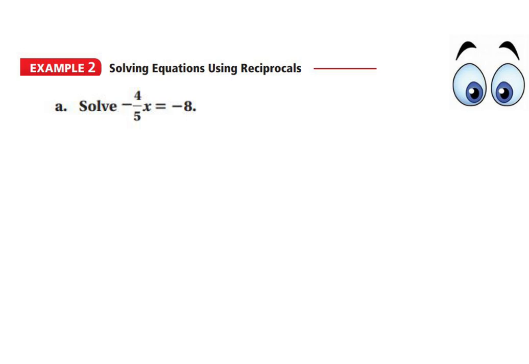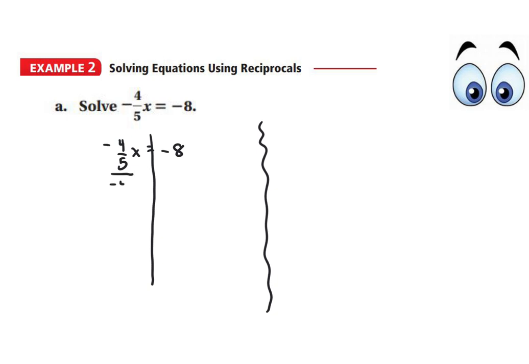So for example 2, I want to show you 2 different ways that you could do this. The first way, negative 4/5 x equals negative 8, is to draw your line and to understand that negative 4/5 x means negative 4/5 times x. So we'll divide by negative 4/5. And on the right side, we'll also divide by negative 4/5. On the left side, the negative 4/5 divided by negative 4/5 cancels because it's equal to 1. On the right side, we now have negative 8 divided by negative 4/5.